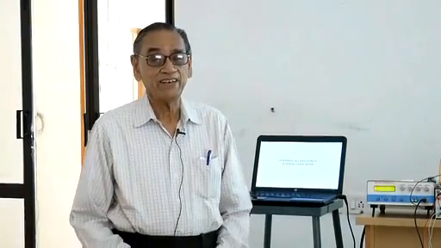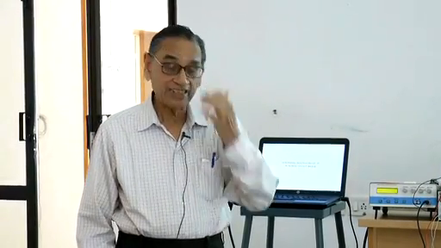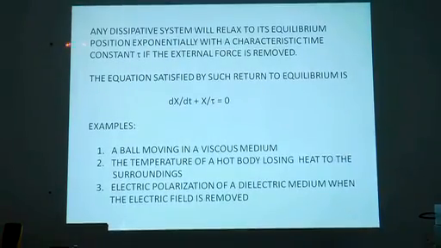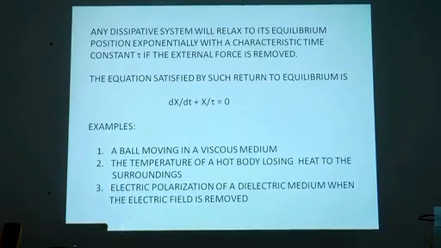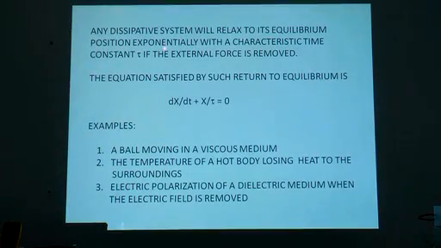I will describe an experiment on thermal relaxation of a serial light bulb. Any dissipative system will relax to its equilibrium position exponentially with a characteristic time constant tau if the external force is removed. For example, you have door closers.